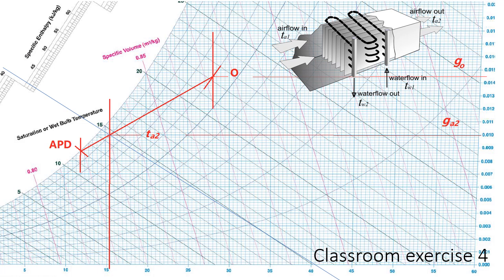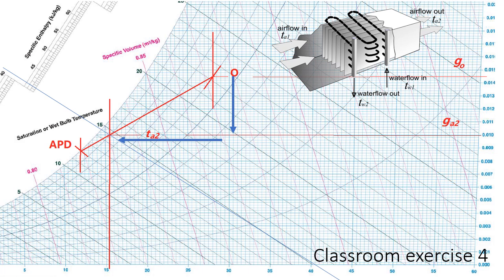Now, let's see how much heat is being taken away from the air. We know that the temperature drops from 28 to 15.5. The temperature drop of the air means the air lost sensible heat. And we just calculated the moisture lost from GO to GA2. So the air also lost moisture, which means there's a latent heat loss.